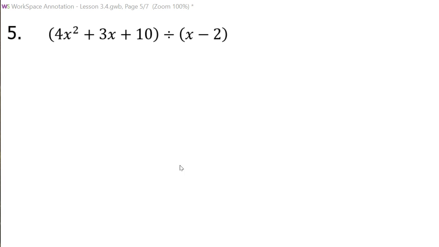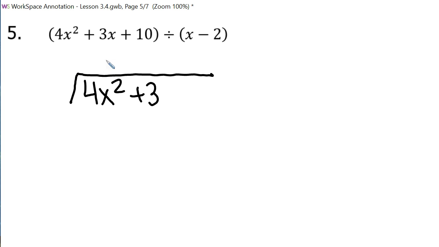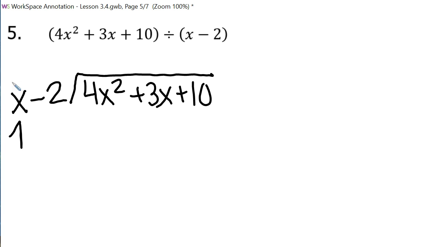Okay, number 5. What goes on the inside? The trinomial, the 4x squared plus 3x plus 10. What goes out front? X minus 2. Look at your first numbers. What do we multiply x by to get 4x squared? 4x. That goes in the second spot.